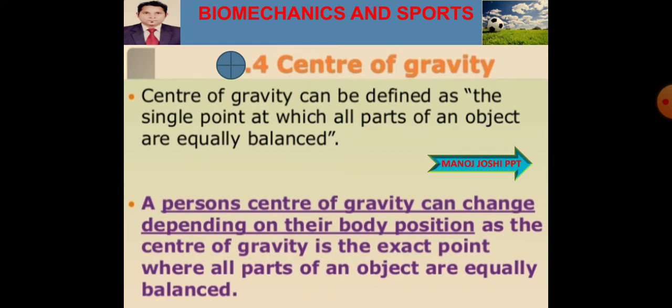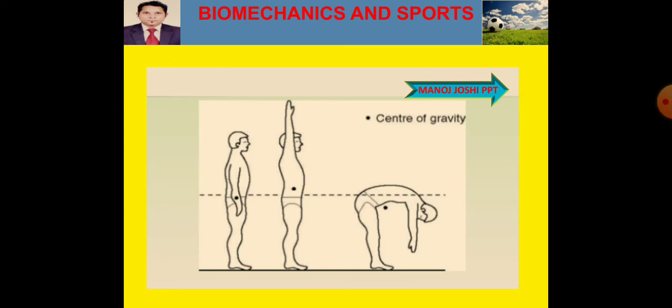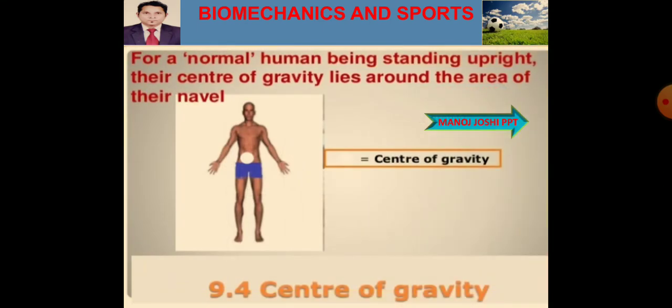In this picture we can see the center of gravity of the person's body, the point where the center of gravity is, for making the balance. So all the equilibrium and center of gravity are making the person balanced and stable. For a normal human being standing upright, their center of gravity lies around the area of their navel. We can see the white point is the center of gravity in a normal standing position.